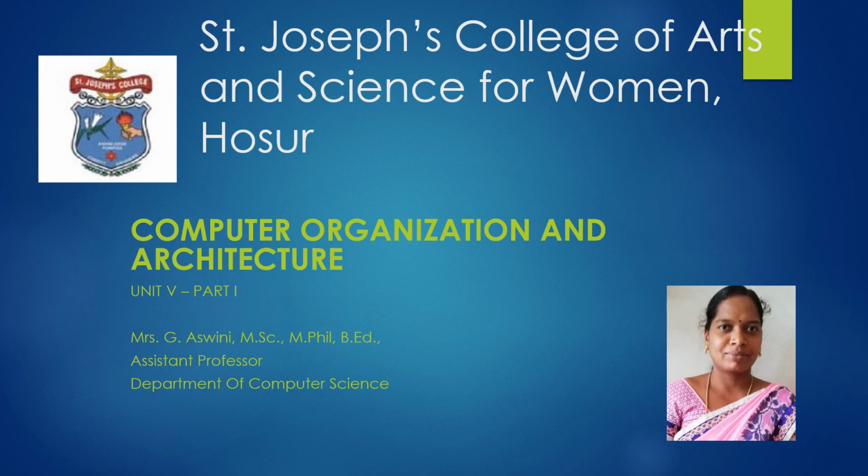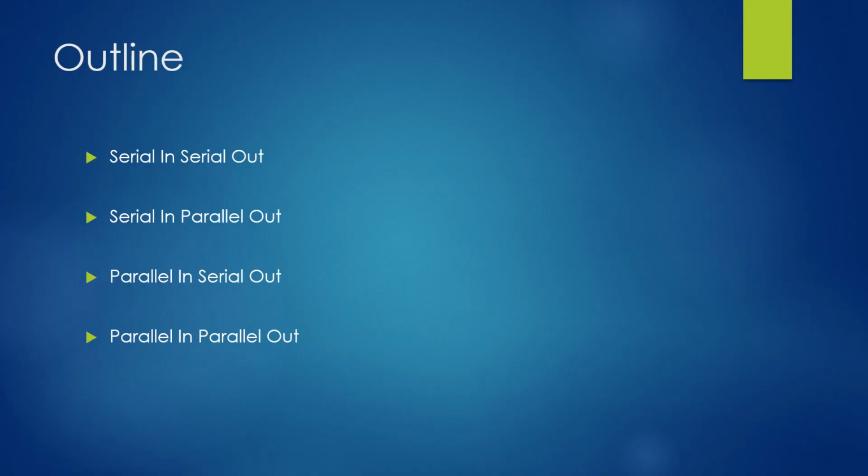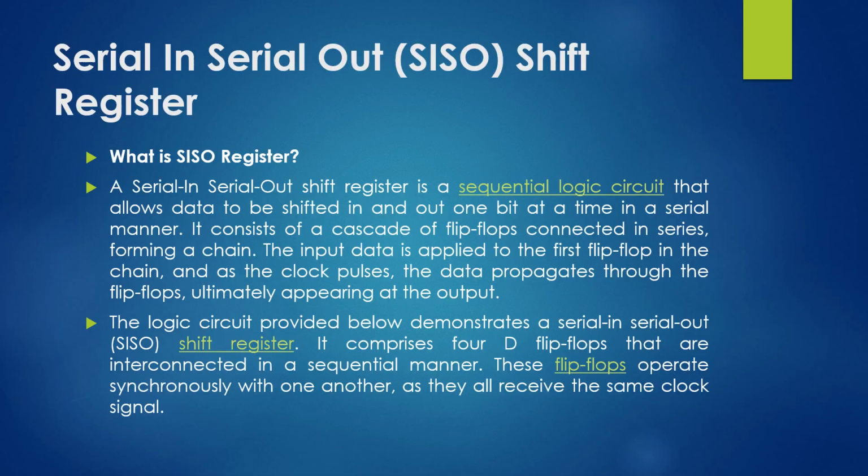Today's session is about registers. There are four types of registers: serial in, serial out; serial in, parallel out; parallel in, serial out; and parallel in, parallel out. So these are the four registers that we are going to see today. The first type is the SISO shift register.